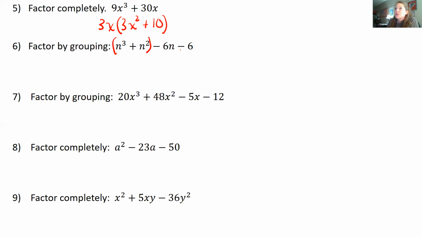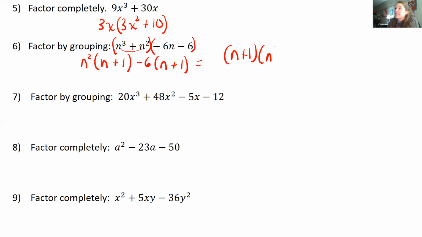Number 6 says to factor by grouping. So since I have 4 terms, I'm going to go ahead and group them into 2 and 2. So it looks like both of these have an n squared I can divide out. So that would leave me with n, and then n squared divided by n squared is positive 1. And then the second one, I can factor out a negative 6. So negative 6n divided by negative 6 is n, and negative 6 divided by negative 6 is positive 1. So my parentheses match exactly. So that's one of my factors.